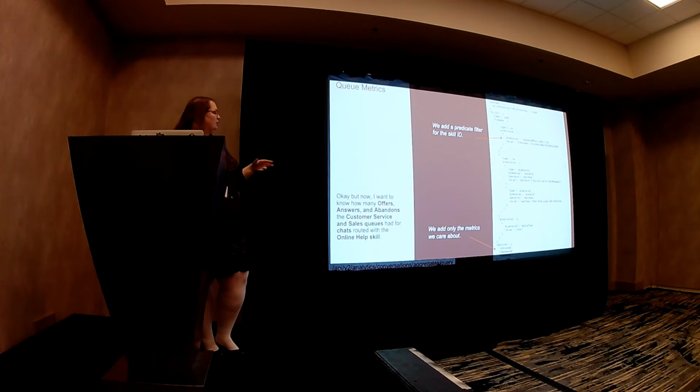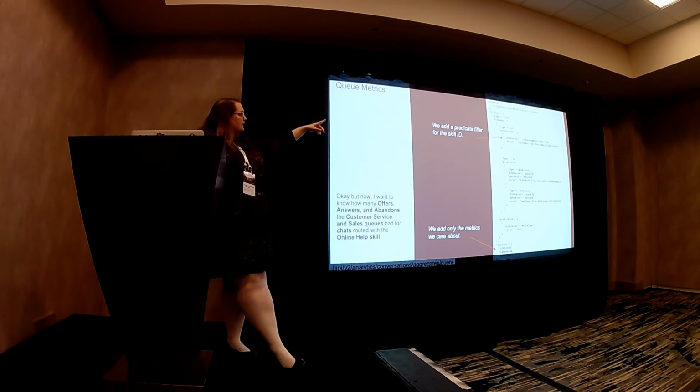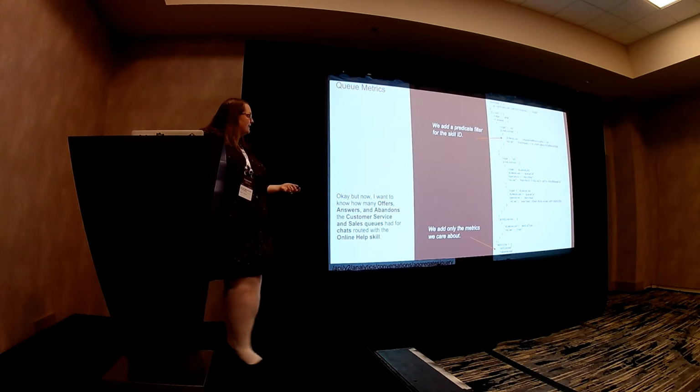Okay, now what if I want just offered, answers, and abandons for those two queues? And I want them only when the online help skill was used. Then we're going to add in an additional predicate saying I want this skill ID. So we add a requested routing skill ID. And then, at the bottom, and it's cut off a little bit, we send in the metrics that we want. So in this case, N offered, T answered, and T abandoned.